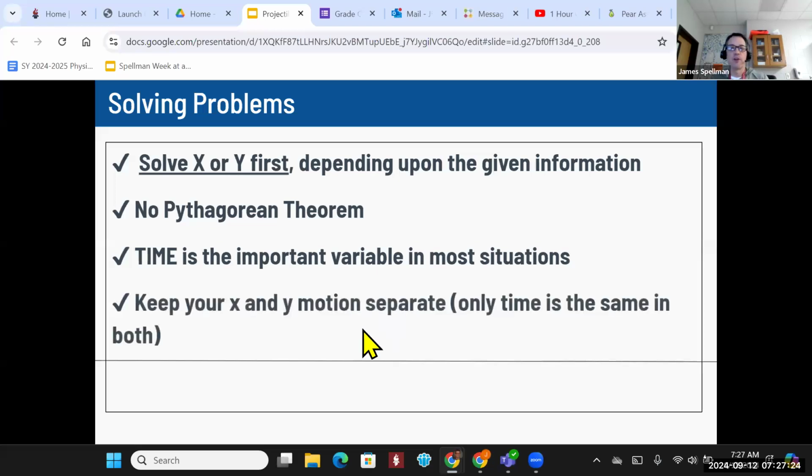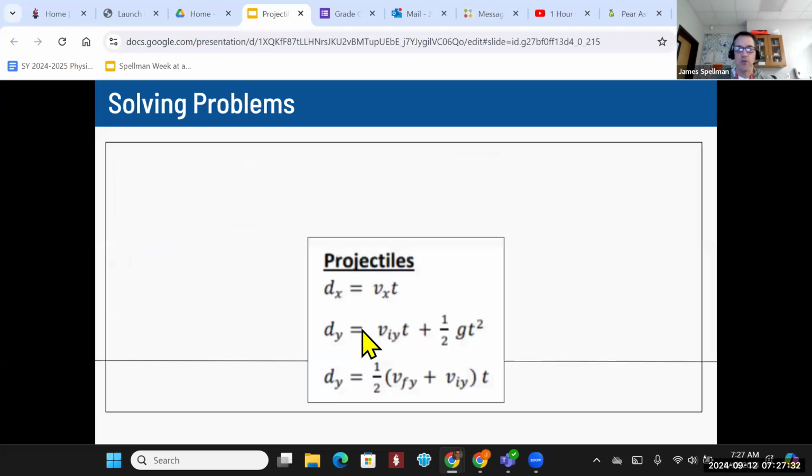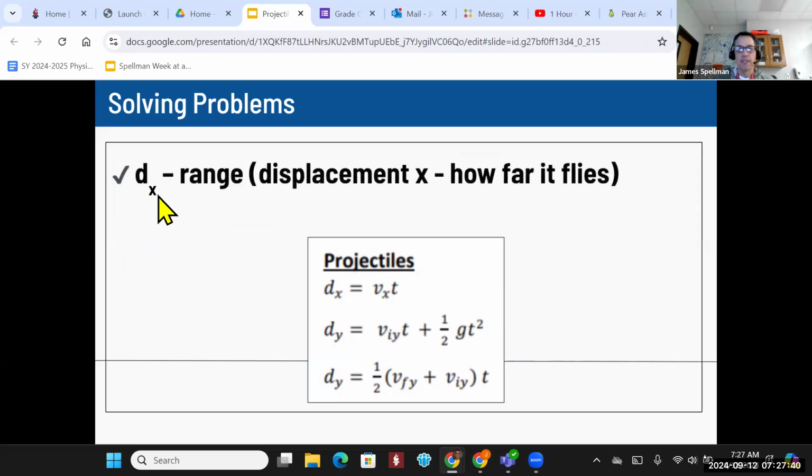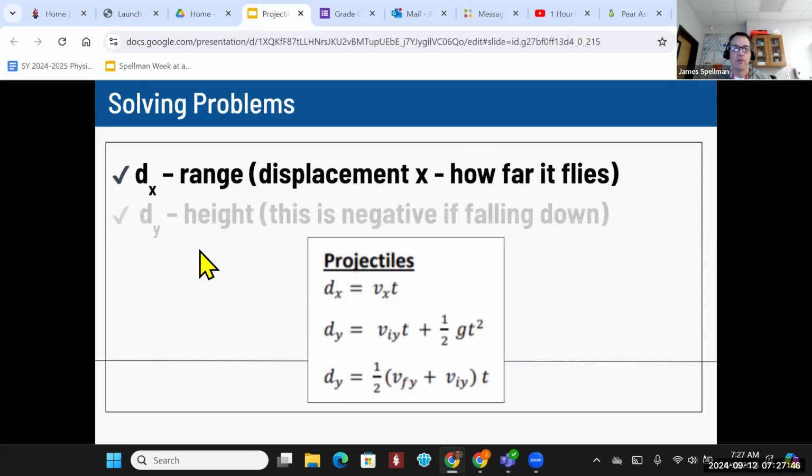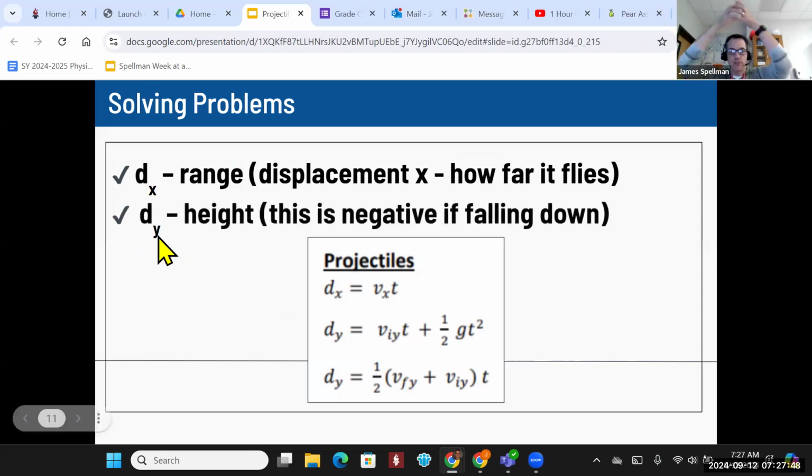Right? And we're going to try to make sure that we list our X motion, side to side, and our Y motion, up and down, separately when we're writing things out. We're largely going to be using the formulas in this part of our reference sheet, and we'll work on those here in just a moment. Again, D with the little X, that's our range. In other words, how far does it go left and right? Whereas D to the Y is how far it is going up and down?